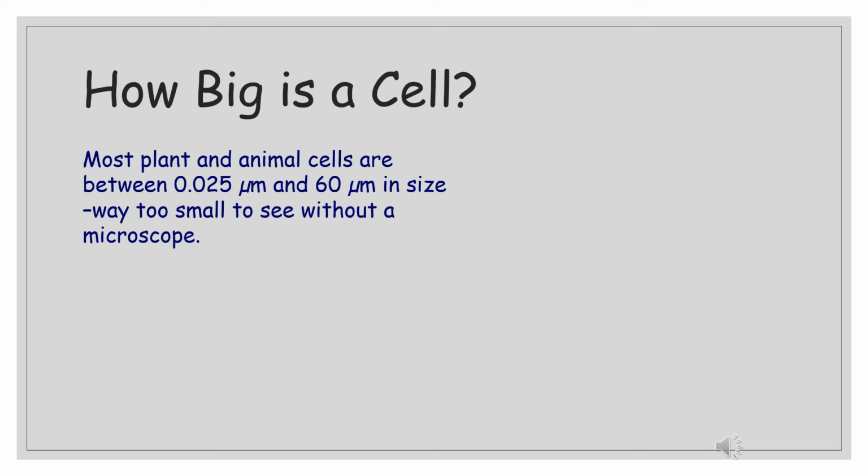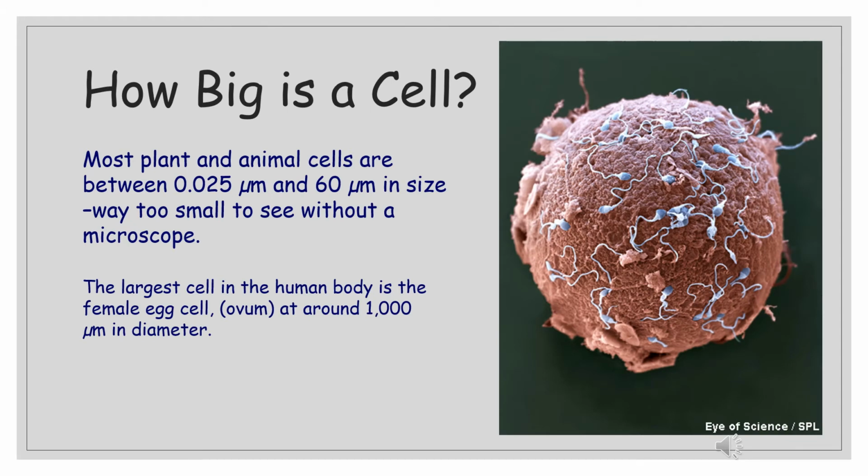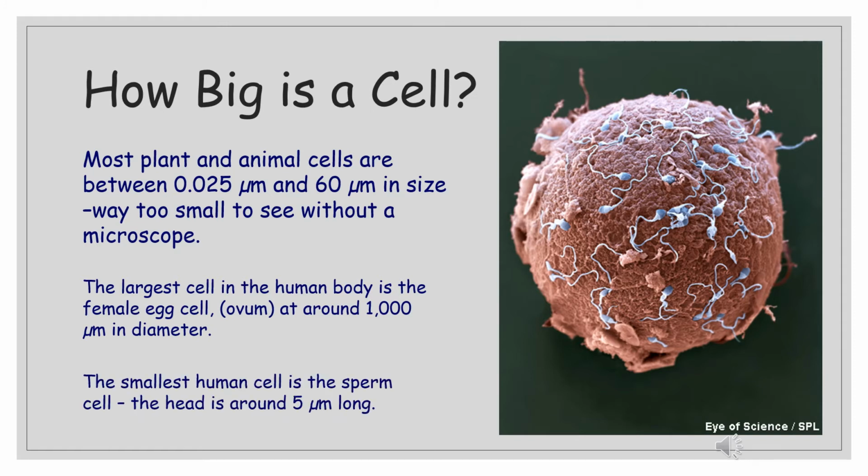So we're starting with cells, the most basic unit of life. As you can see from the sizes there, 0.025 micrometers to 60 micrometers. A micrometer or micron is 1/1,000,000th of a meter. So these things are way too small to see without a microscope. And to give you an example, we're looking at the human female egg cell, which is the largest cell within the human body, and the smallest, the human sperm cell.